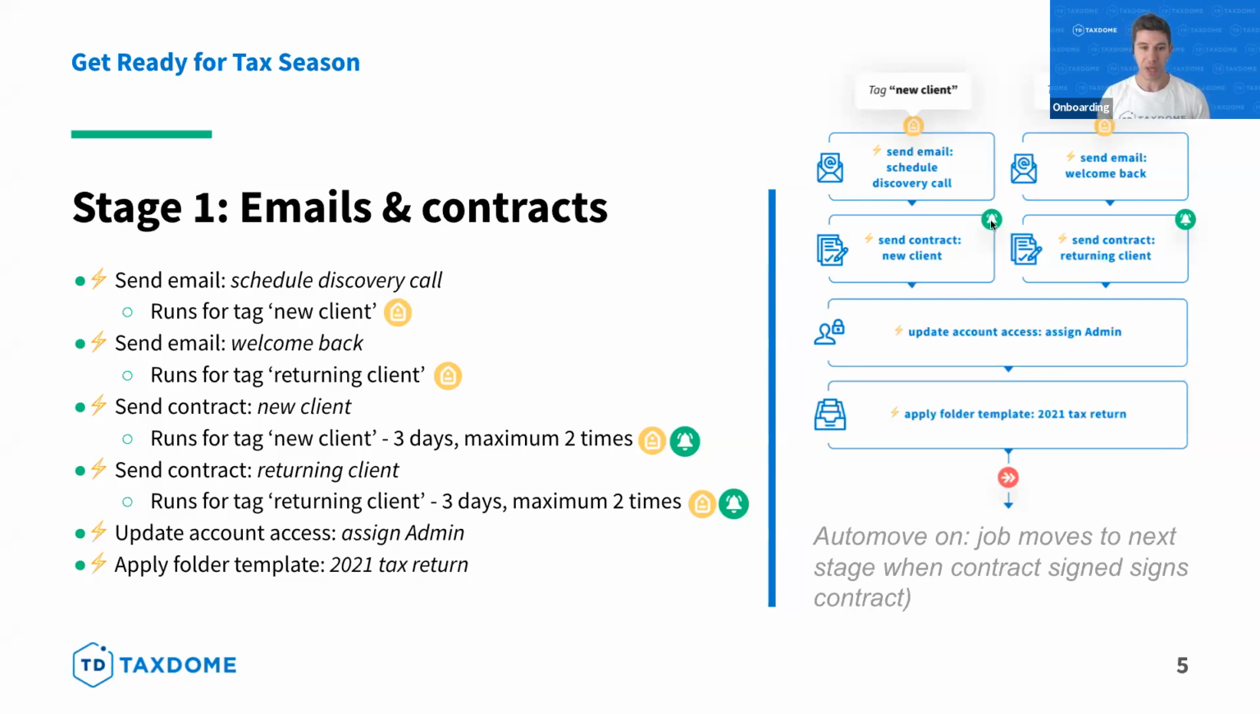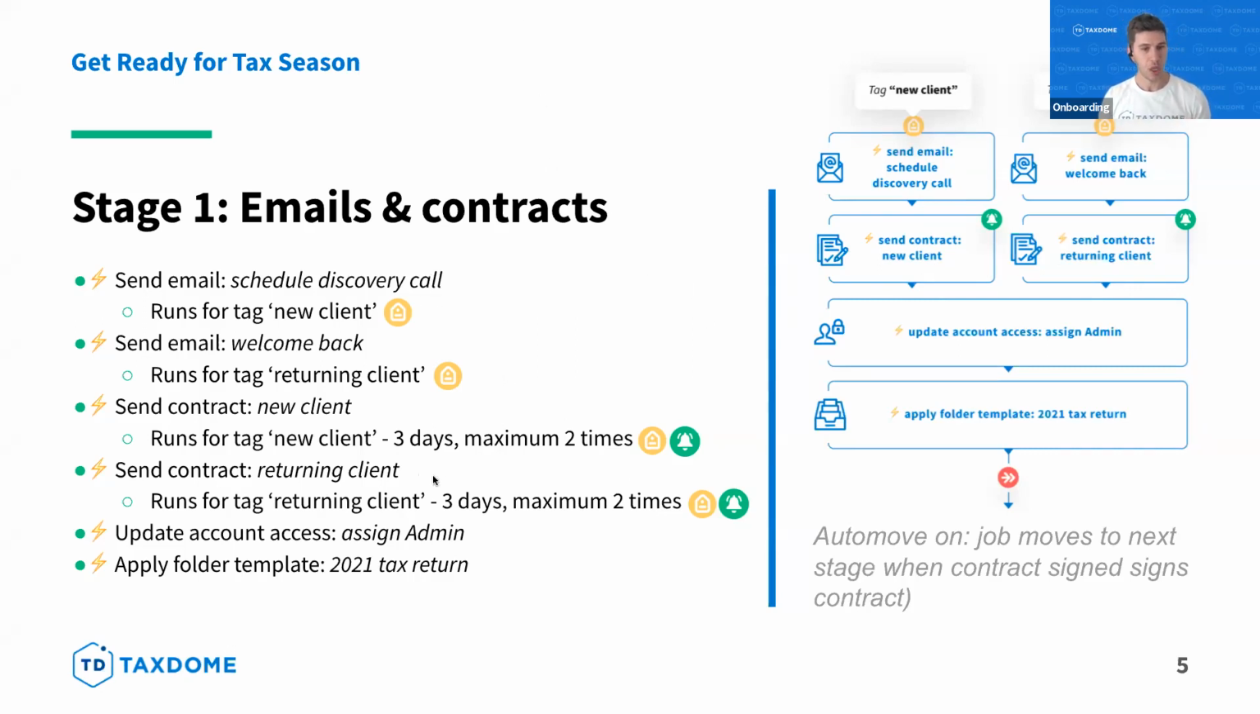Now you'll notice there's a little bell next to the contract. What does that mean? That means that if the client doesn't sign the contract, they're going to get a reminder automatically from you. This is what we like to call auto nag. They're set currently to send a reminder in 3 days and a maximum of 2 reminders. These are fully modifiable for you and your team and the way you like your company to be structured as well.